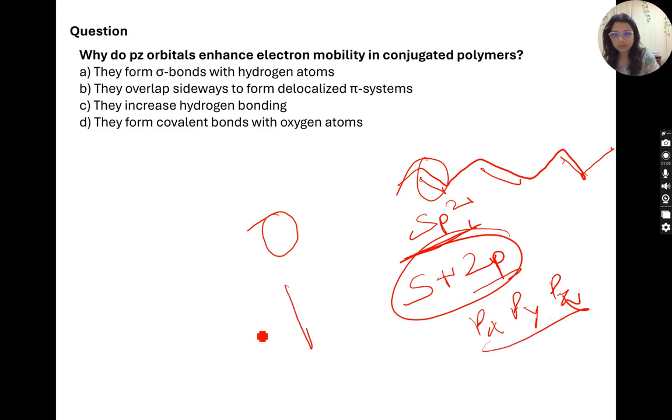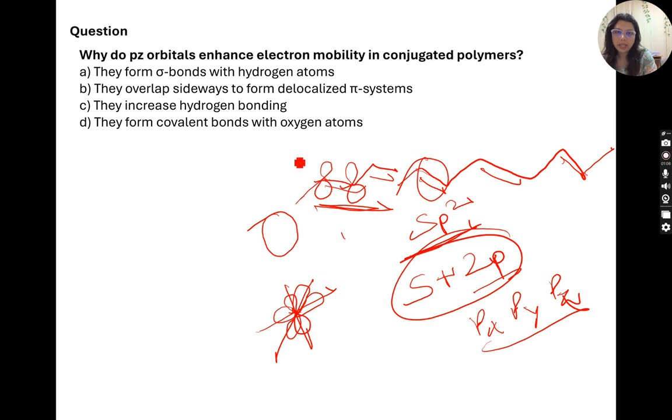So if we draw them on axes, this is px, this is py, and this will be pz. And the overlapping in this case, if we draw these structures like this, these are the pi electrons and the p orbitals. All of you answered it as B, which is correct, because they overlap sideways to form a delocalized pi system. And that's why the electron mobility in these double bonds is easier, due to the presence of these pi bonds, which is the p orbitals overlapping.